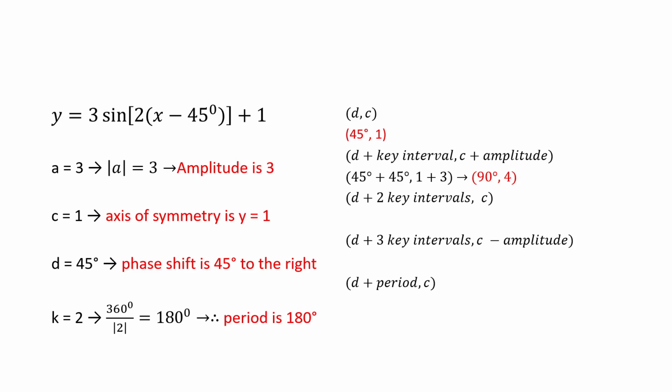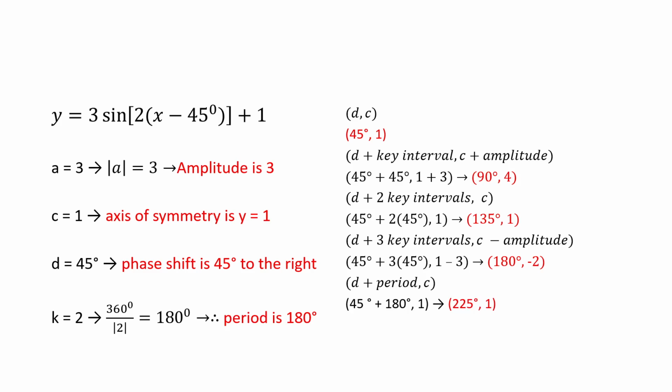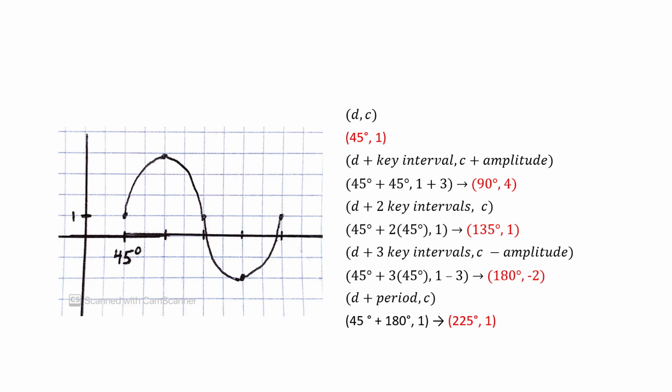Now, when we add 2 key intervals, we'll be taking 45 degrees, which is our D value, and adding 2 more 45 degrees. So it will have 135 degrees, and we'll be back down at our y coordinate at a value of C. So we're going to have 135 degrees here, and our y coordinate will be back down at C. Then when we add 3 key intervals to our D and we have C minus an amplitude, our point is 180 degrees, negative 2. And finally, when we have D plus a period and our y coordinate is C, we're at 225 degrees, comma 1. And we can graph that curve.